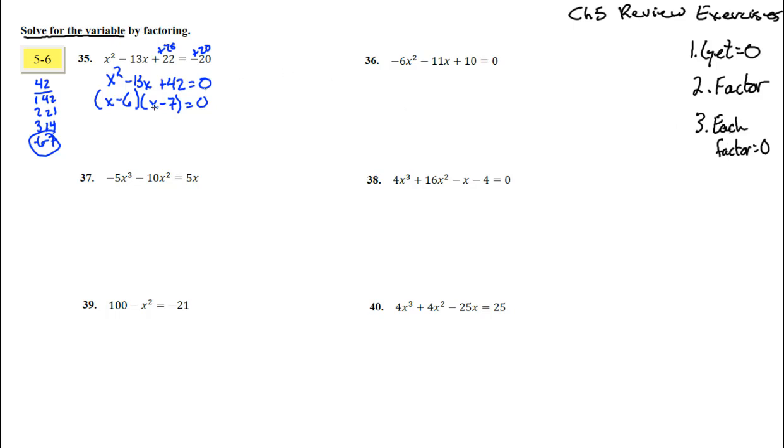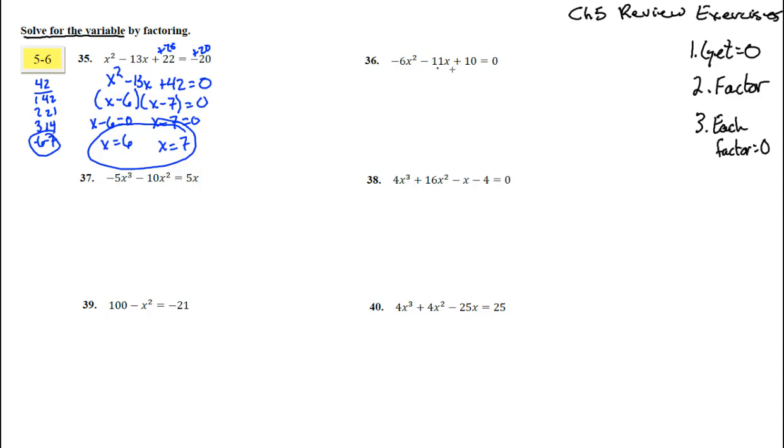Good. So now each factor equals 0. So x minus 6 equals 0 will give us x equals 6. There's one answer. And x minus 7 equals 0 will give us x equals 7. So we have two answers, x equals 6 and x equals 7, and that corresponds to the degree of the polynomial, that we have two answers.